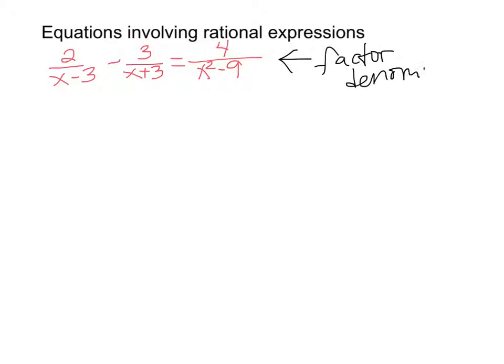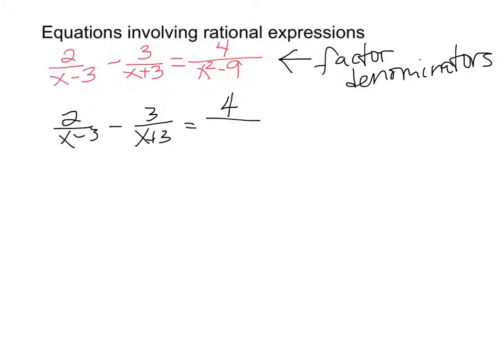That's the bottom. And the reason that we want to do that is we want to find the LCD. If we factor the denominator, we can't do anything on the left side of the equation, so I'm just going to copy those down. But if we look at the right side of the equation, x squared minus 9 is a difference of squares, so it factors into x minus 3 times x plus 3.